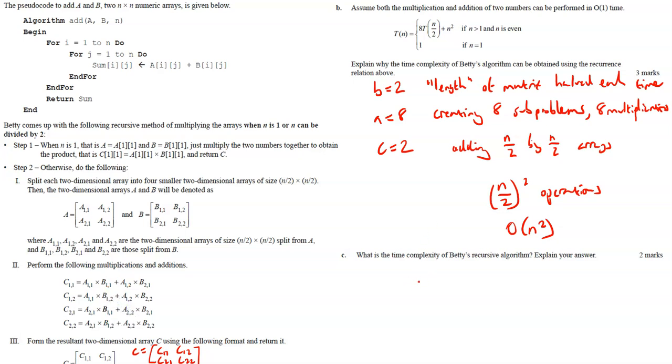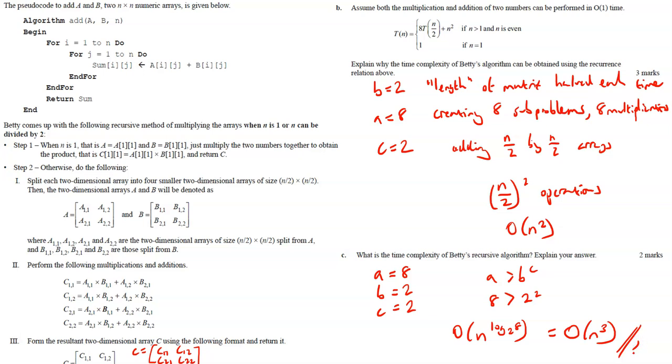Now, luckily, I think the second part is going to be straightforward. Even if we got the first bit wrong, a equals 8, b equals 2, c equals 2. We are comparing a with b to the c, so that's 8 with 2 to the power of 2. We can see that that is greater. It means we're doing the third case, big O of n to the log base 2 of 8, which is big O of n cubed. That's it. Enjoy.